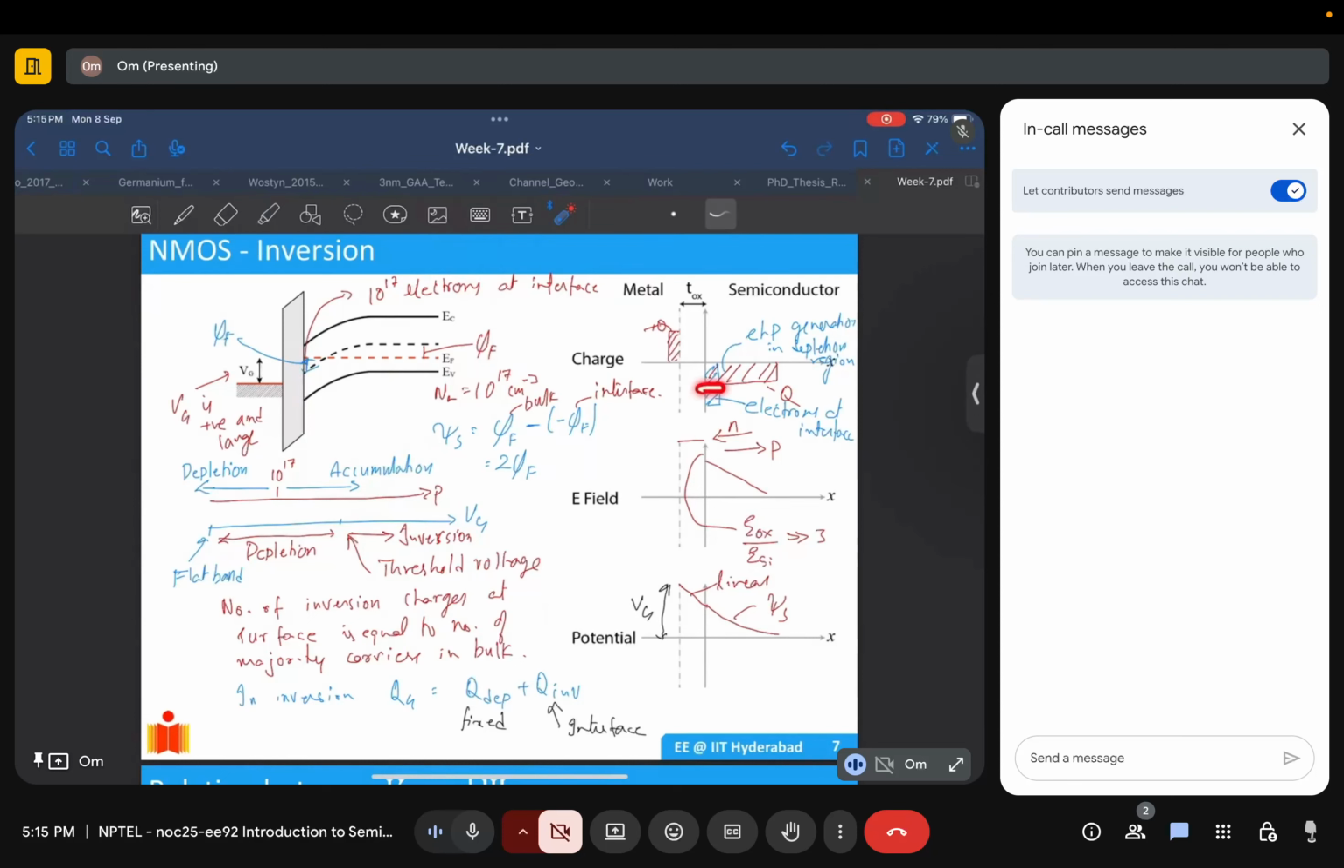So here now you have this depletion charge as well as the electrons at the surface. So this is how your electric field looks, and this is your potential. The potential in the oxide is linear and has a quadratic kind of behavior in the semiconductor. When you gate charge, this Qg will be equal to this Q inversion plus Q depletion.